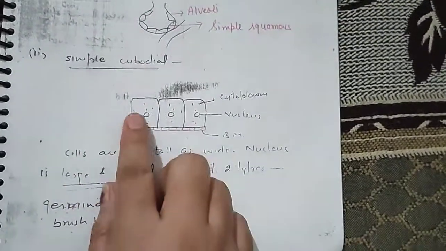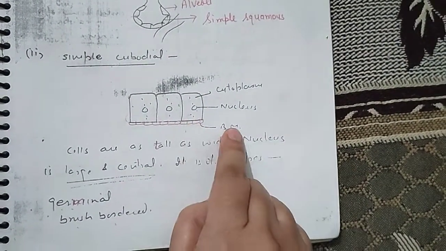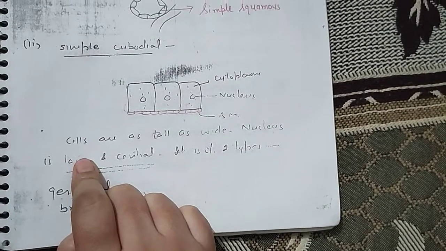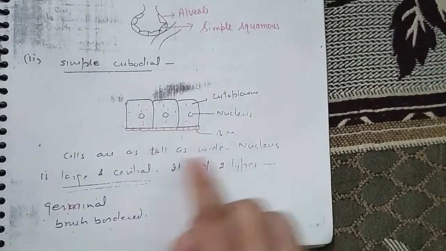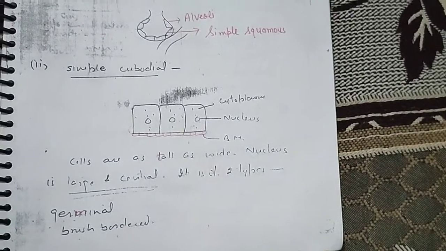Simple cuboidal structure is this. This is the cytoplasm, nucleus, and basement membrane. Cells are as tall as wide. The nucleus is large and central. It is of 2 types: germinal and brush bordered.